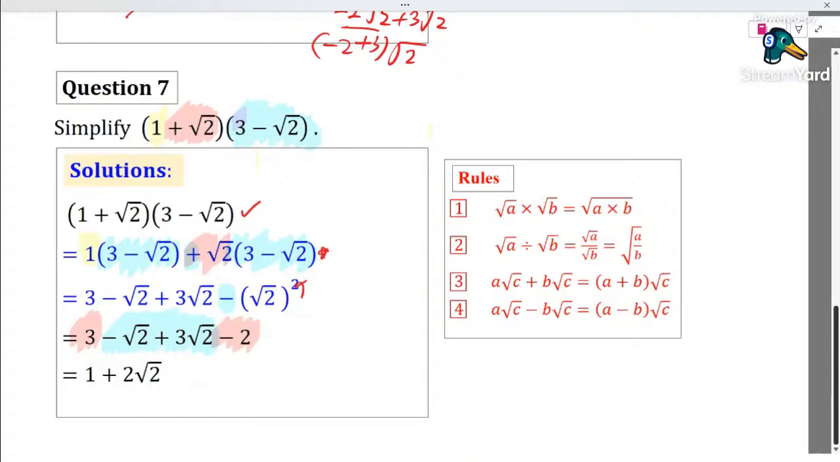Okay, can I continue? Go on. Next. Am I going too fast? Is it okay? Okay. So go on.